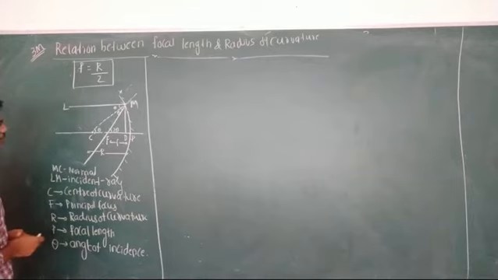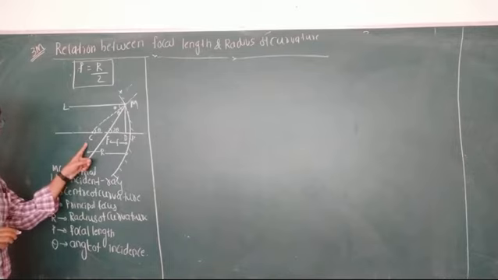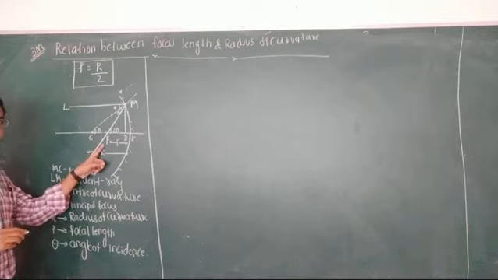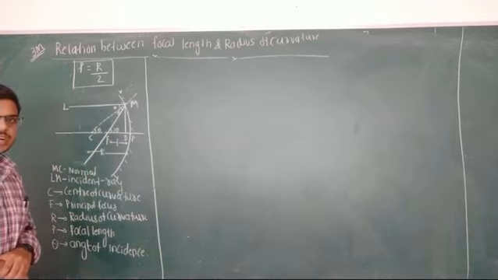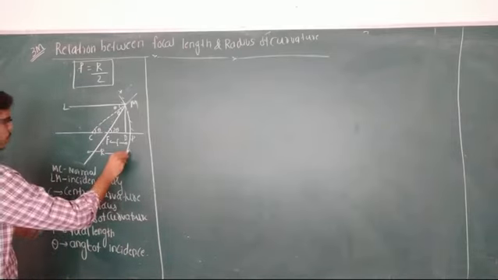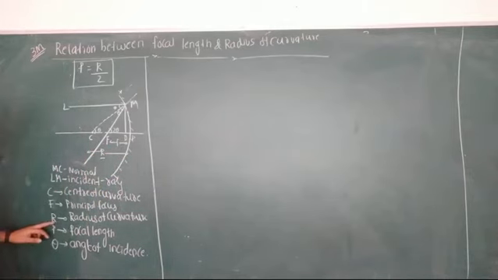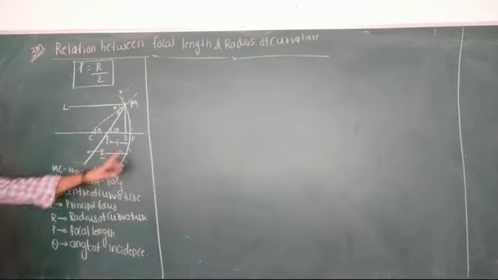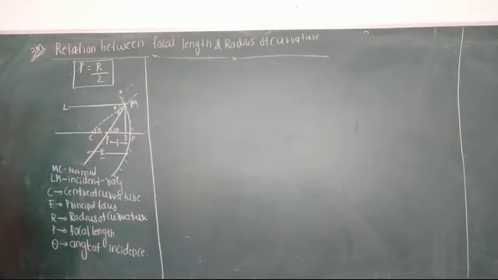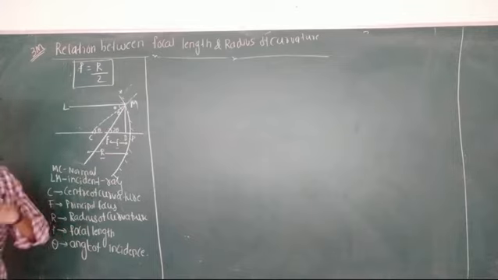Let C be the center of curvature of the concave mirror, and capital F is the principal focus of the concave mirror. Here the distance between pole and the center of curvature is taken as radius of curvature. Therefore capital R is the radius of curvature. The distance between pole and the principal focus is taken as focal length, small f. Therefore small f is focal length.